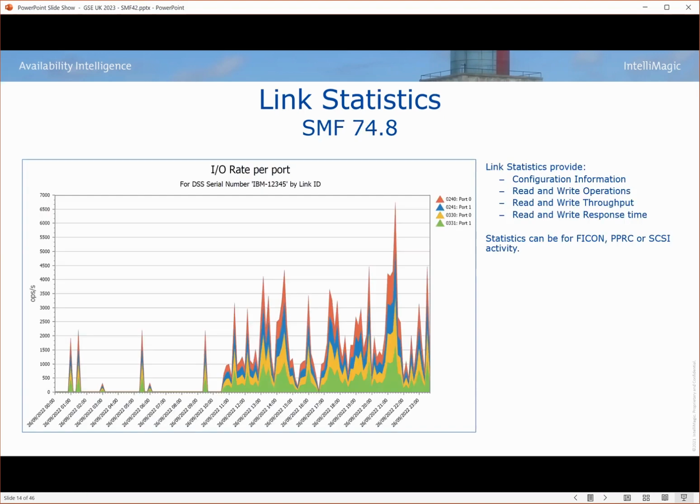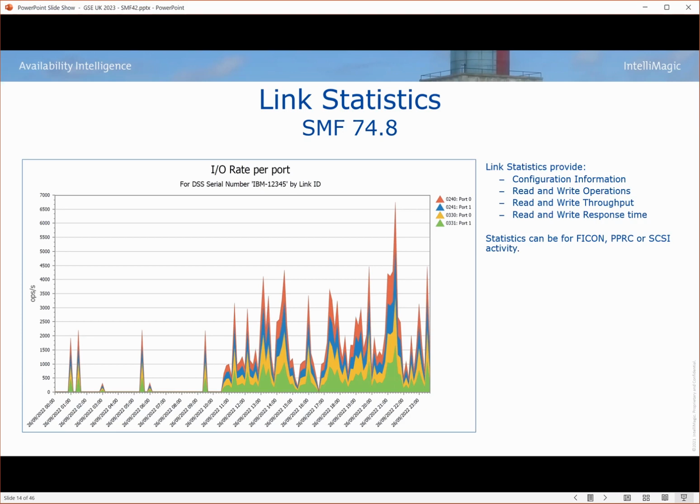Let me move on. Looking at it visually, what we can get out of this kind of data is configuration information. We can see the ports, with a reasonable understanding of the naming convention for the ports and for the links. We can put together actually a host adapter view, a card view. We can look at utilization at that level. So the configuration information is very important. And of course, the operations, throughput and response times for read and for write. And of course, FICON is what we're really interested in, and PPRC when we're mirroring data.